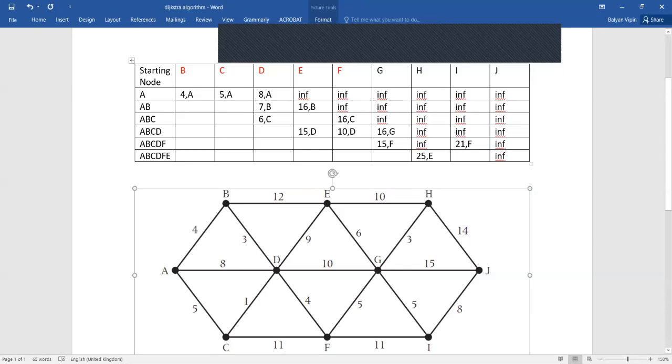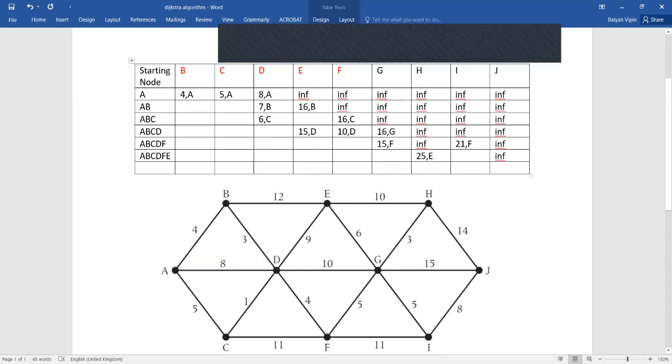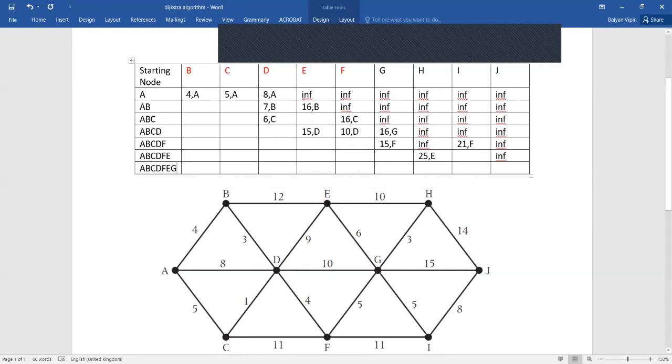Let me insert one row below. So now what's left with us is G, H, I, and J. So which one is showing us the minimum value? 15 here. It's 25, it's 21. So we will use G. The next node in the network will be A, B, C, D, F, E. Now F, E, G, sorry. So we'll start from G.